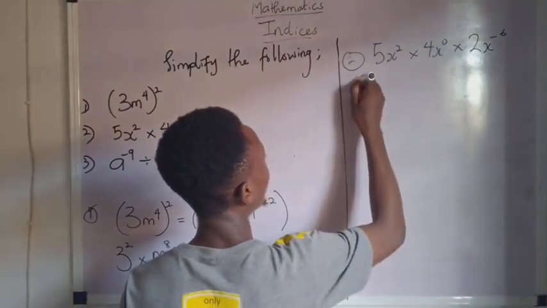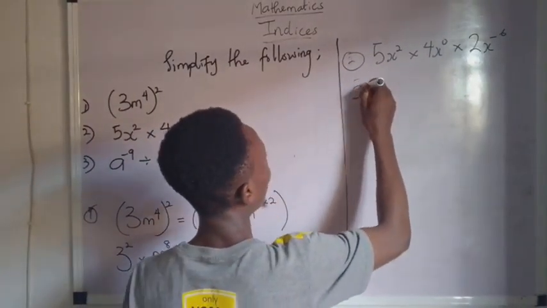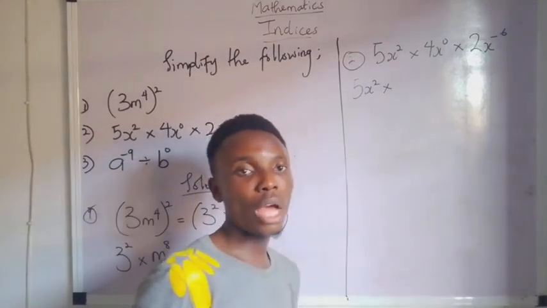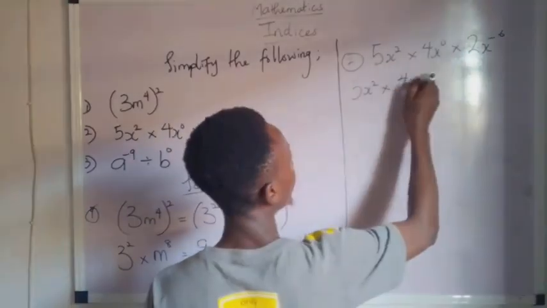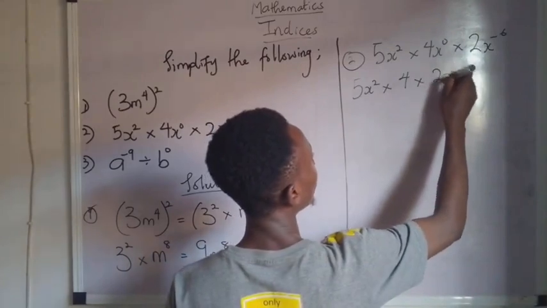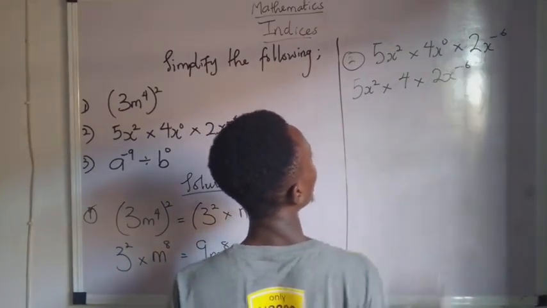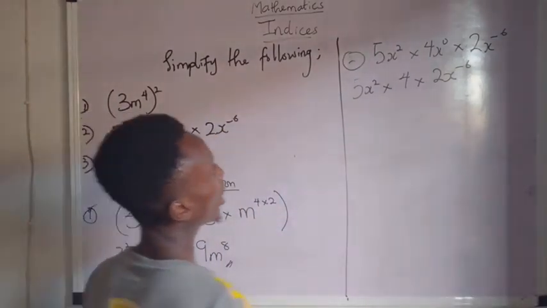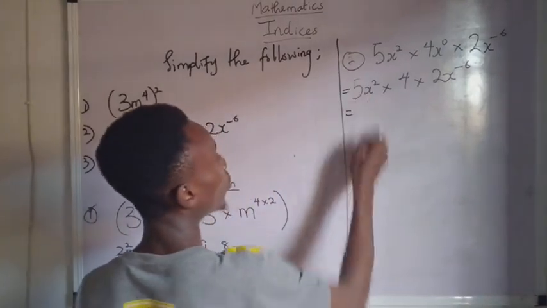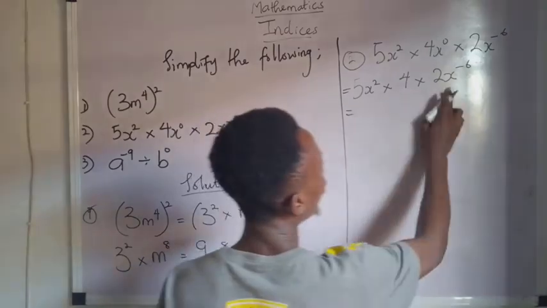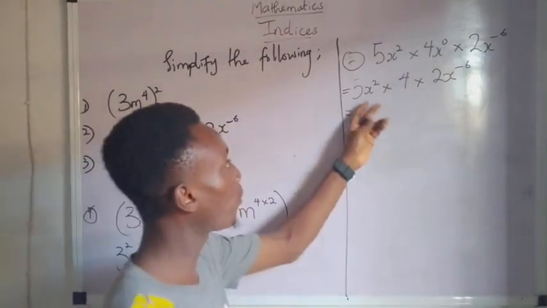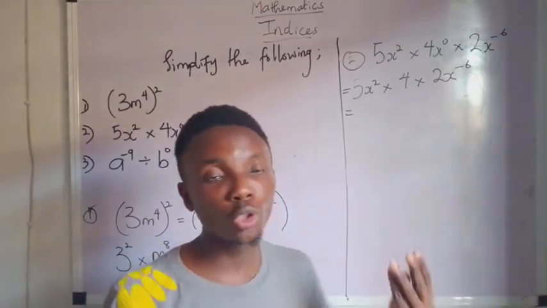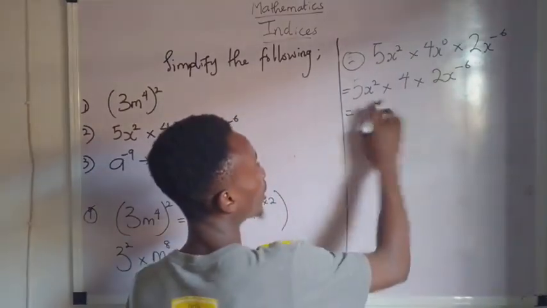Now you have 5x squared times x raised to power 0 is what? 1 times 4 would give us 4 times 2x raised to power minus 6. Now we proceed further, multiply all the whole numbers together. Now because we are multiplying them, it's possible to do that. If it was addition, it would not be possible.